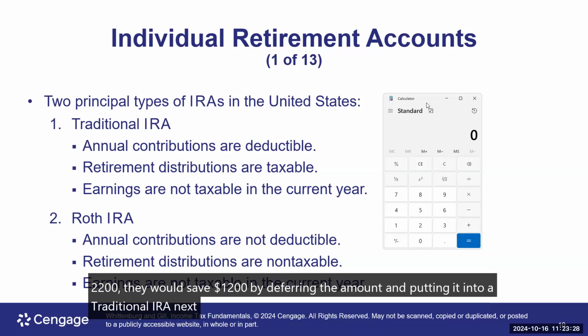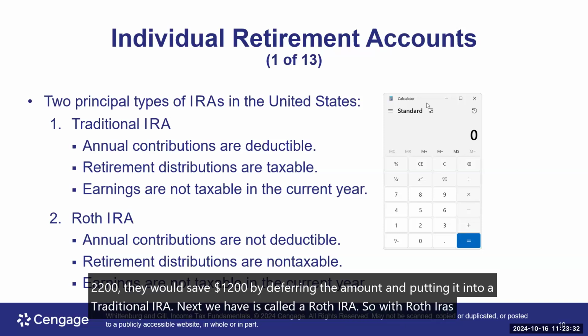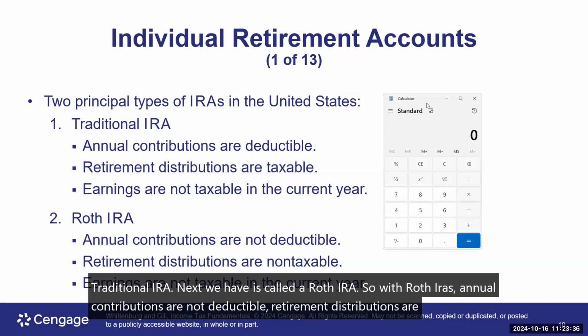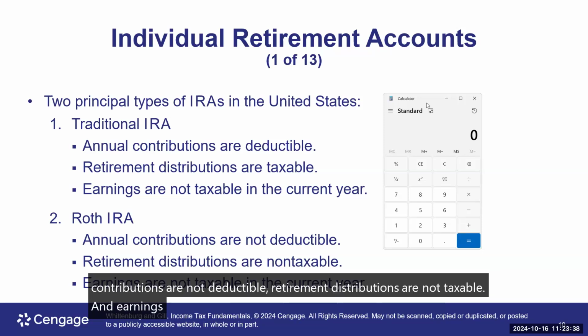Next, we have what's called a Roth IRA. With Roth IRAs, annual contributions are not deductible, retirement distributions are not taxable, and earnings are not taxable in the current year.